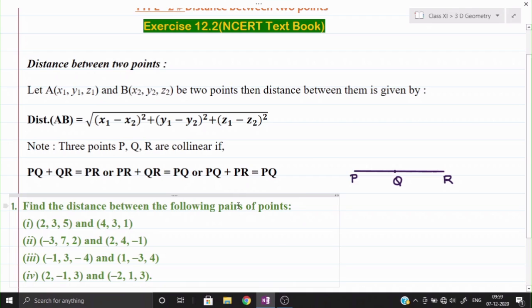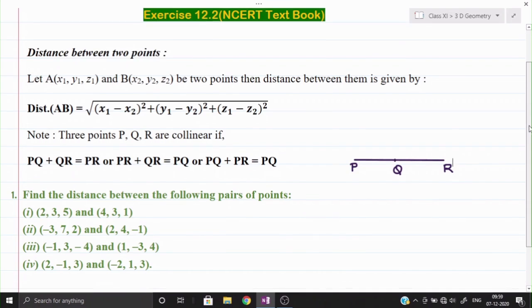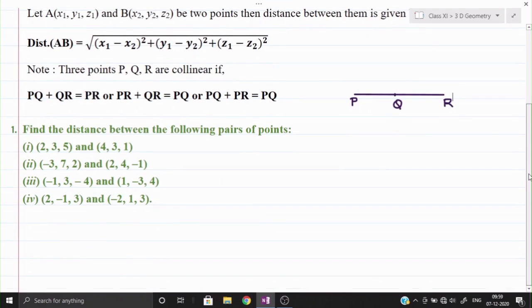Now I will show you the first question, part one or two, how to find out the distance between them. However, these questions are very simple for you. So first of all, let us see the first part. In the first part, we are given the first point, which I am supposing as A, that is 2, 3, 5, and the second point is B, that is 4, 3, 1. Now we need to find the distance between these two points.